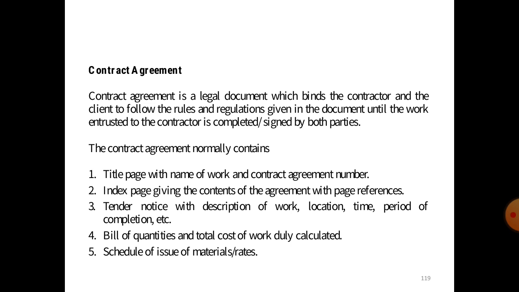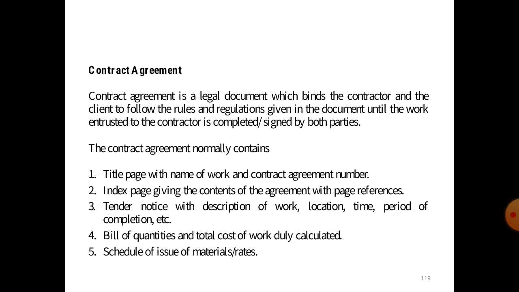Now the last point of the chapter is the contract agreement. The contract agreement is a legal document which binds the contractor and the client to follow the rules and regulations given in the document until the work entrusted to the contractor is completed, signed by both the parties. The contract agreement normally contains the title page with the name of the work and contract agreement number.